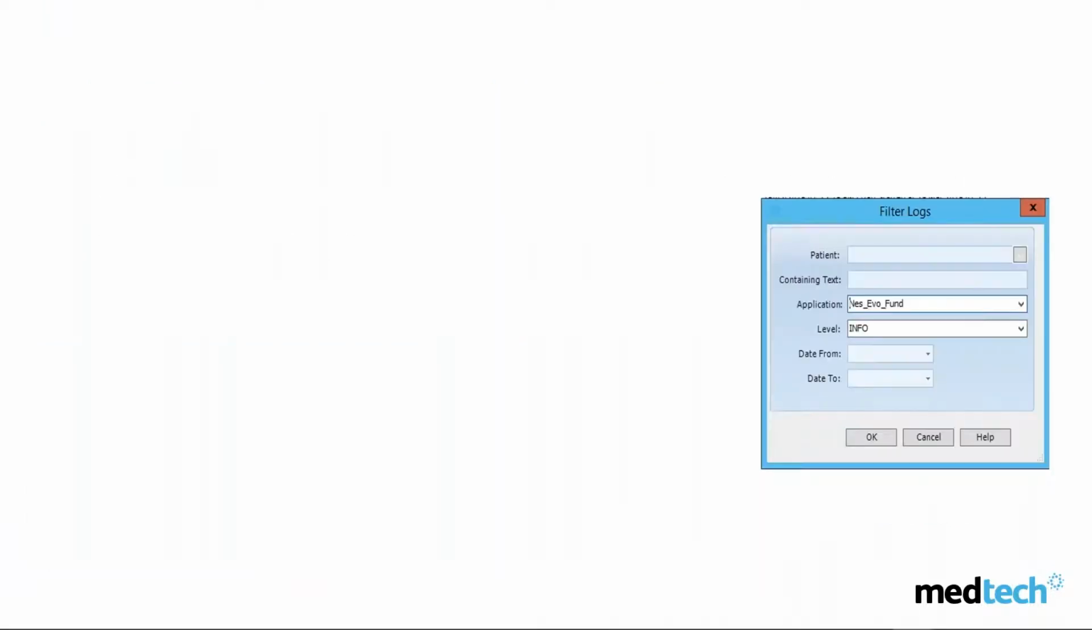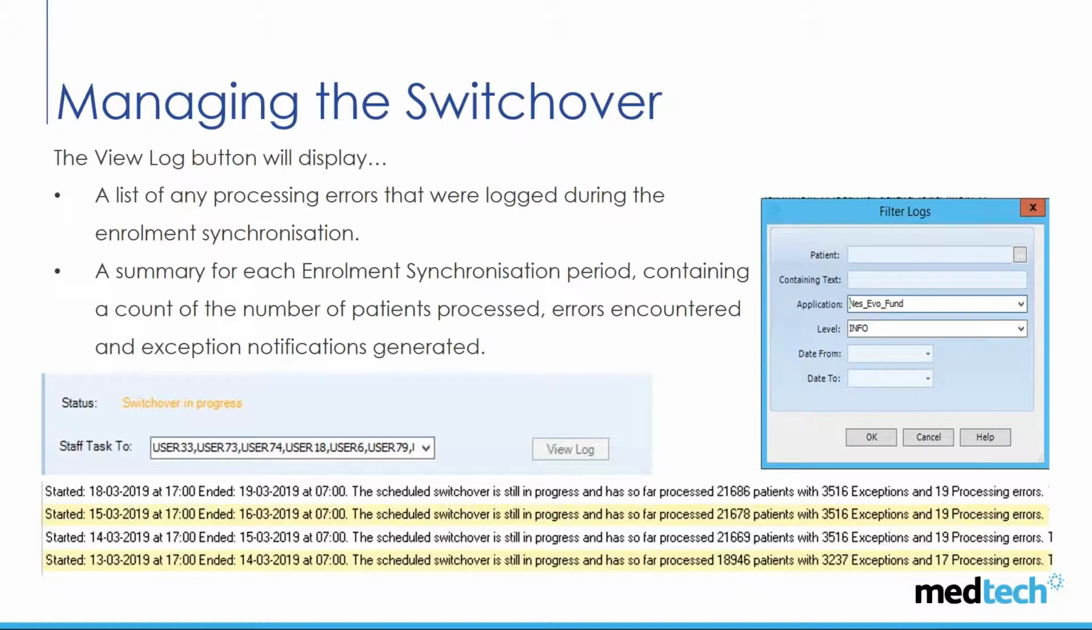Okay, so the next thing to note in that switchover tracker panel, below the status section, is the staff task 2 field, which defaults to all staff members who currently have either access to the notifications inbox or access to the NES setup module at the time of upgrading. So the staff members who are ticked when the switchover completes will receive a single task summarizing all the exceptions and errors that need to be reviewed. The exceptions will be reviewed from the NES notifications inbox, and the errors can be managed from the view log button.